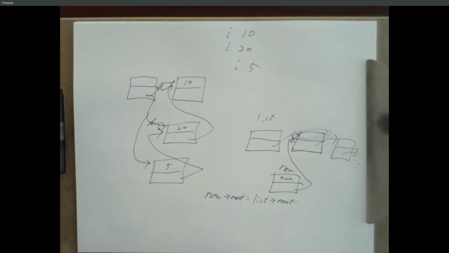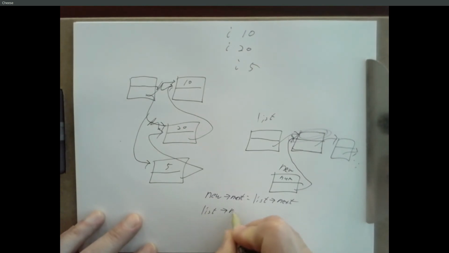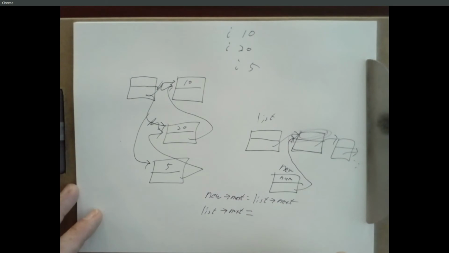And then we've got one more thing we've got to change. List points. So have list point to the new node that we're adding. Point to new.